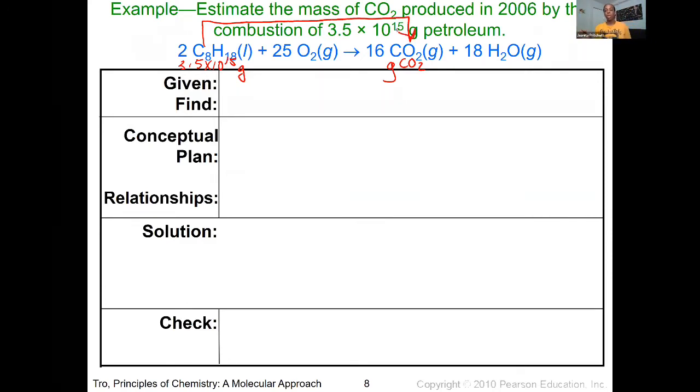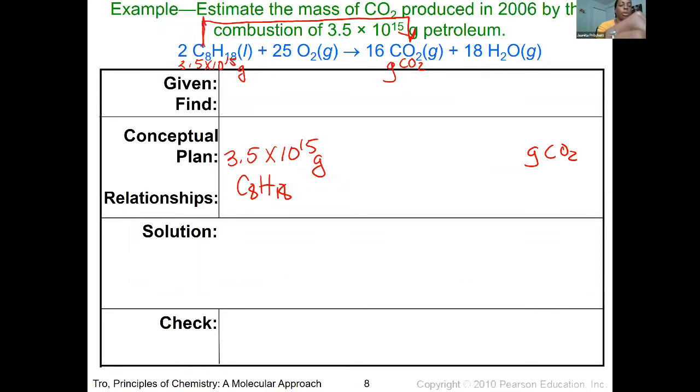Again, you don't have to draw the bridge. For me, I like the visual. It helps me focus. And I think about how many steps this should take. So if I look at what I'm starting at, I'm at 3.5 times 10 to the 15th grams of C8H18. And I want to get to grams of CO2. And so when I think logically about the steps, I'm going to first want to get to moles of the thing that I'm given. I got to first go up, get to moles first. Okay, so get to moles however we can.